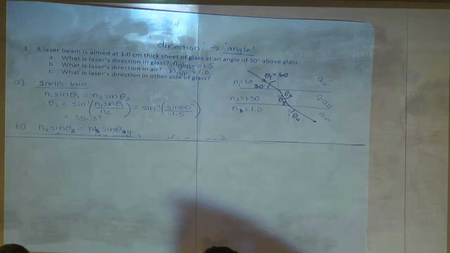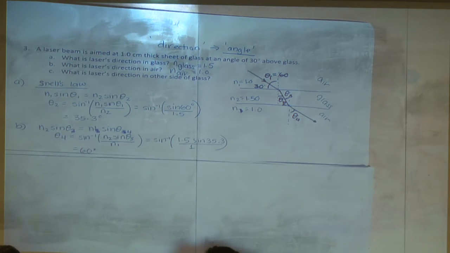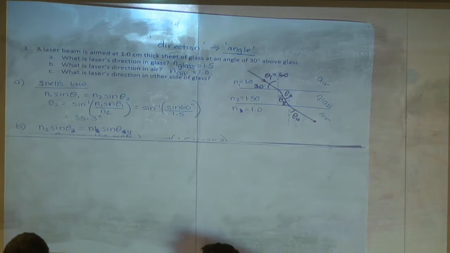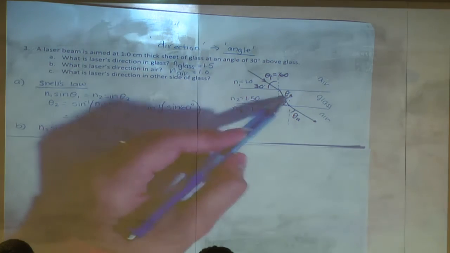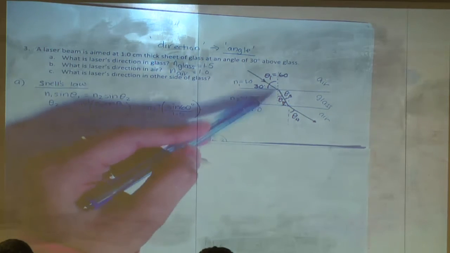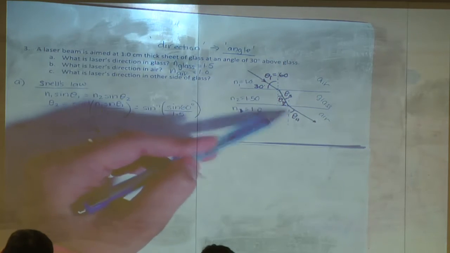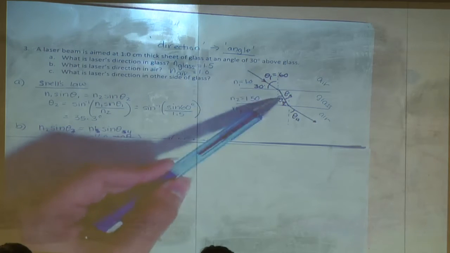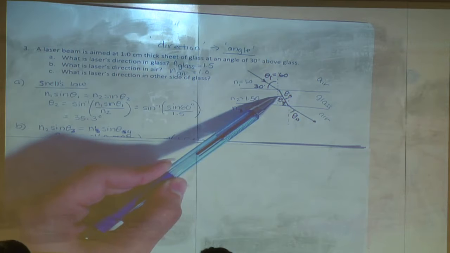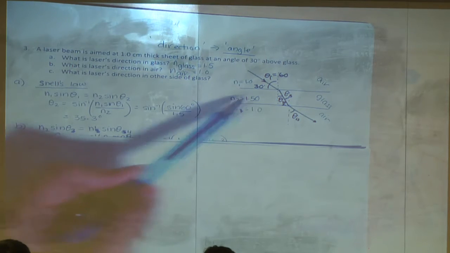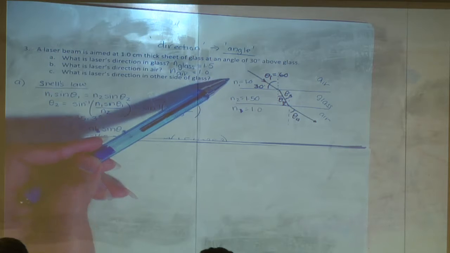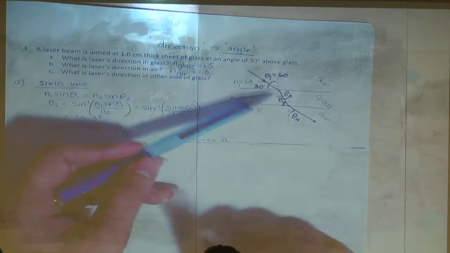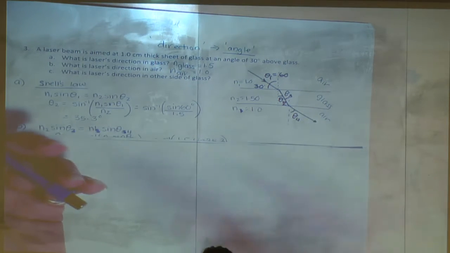Okay, so for the second one, we have n2 times sine of theta 3, which is this one right here. So this is going to refract into air again because it's moving into air, right? Notice how when we're going from air to glass, the angle, theta 2, is closer towards the normal. And that's what happens when you move from a lower refractive index to a higher refractive index. The angle of refraction moves closer towards the normal.